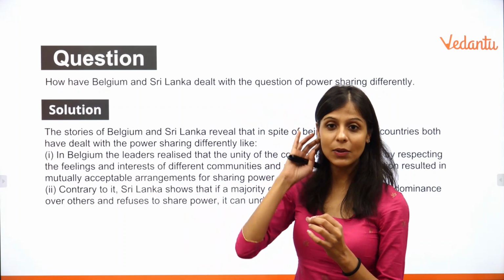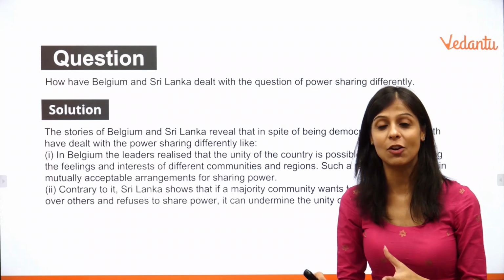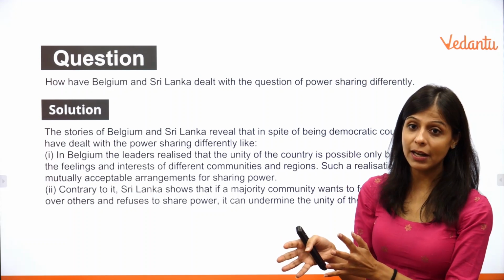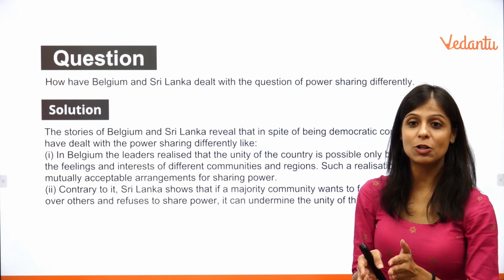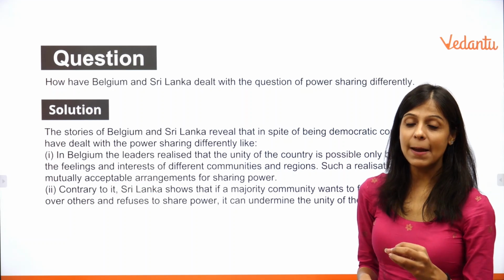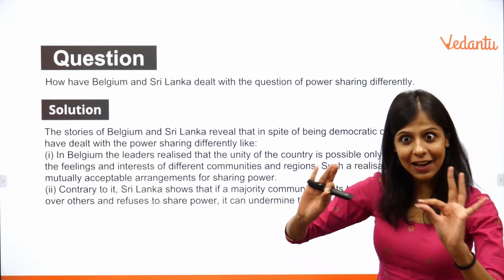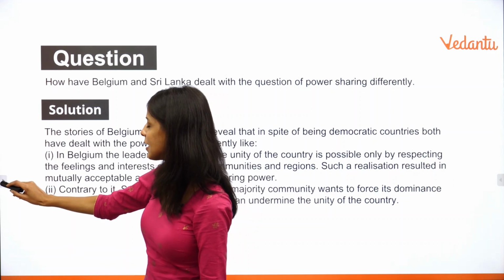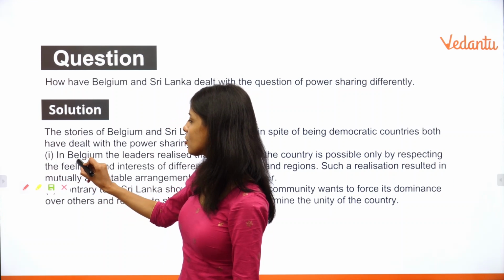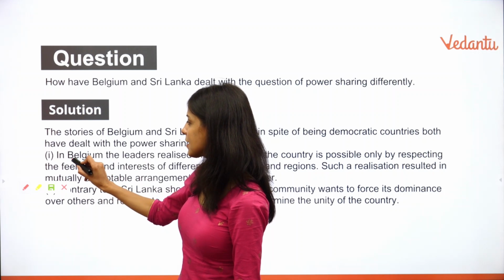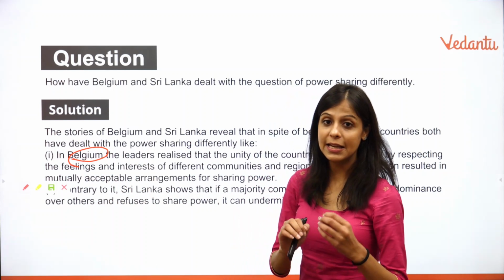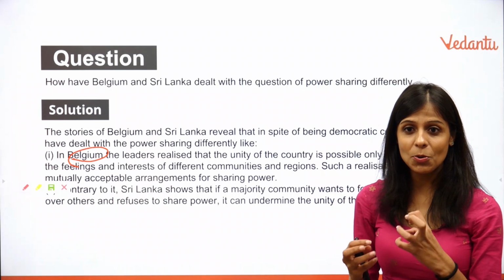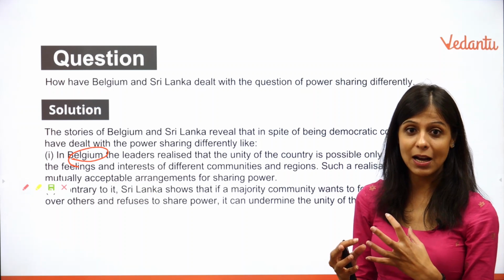Before you get started with the answer, you have to give a very good introduction that yes, in spite of the fact that they were democratic, they had issues related to power sharing. So first I'm going to talk about this clearly segregated. First I'm going to talk about power sharing related to Belgium. So yes, in Belgium, the leaders were reasonably very smart too, and they addressed the problem very smartly.